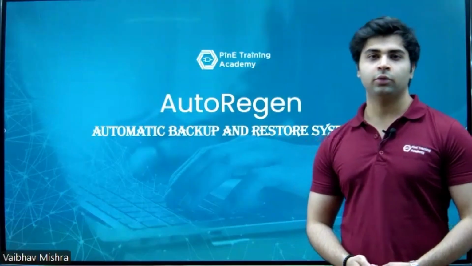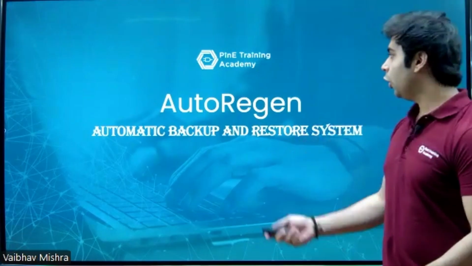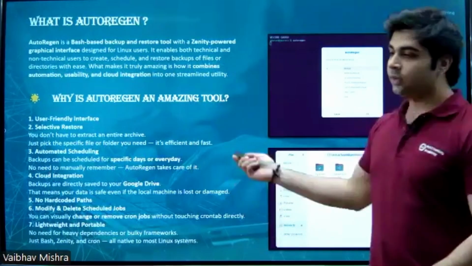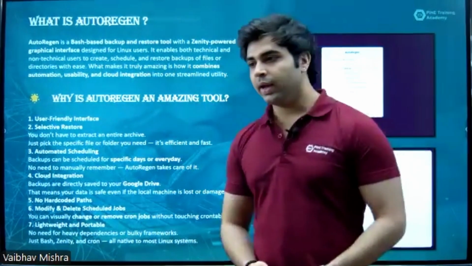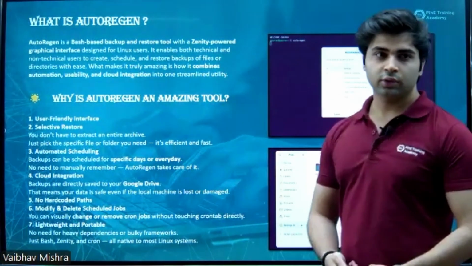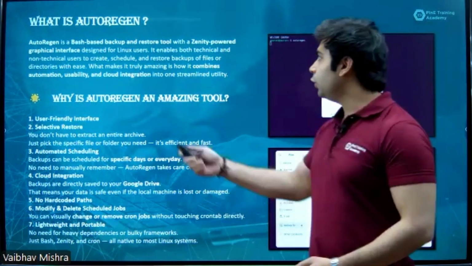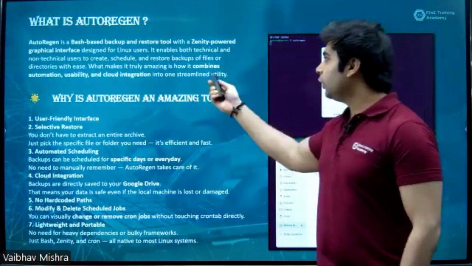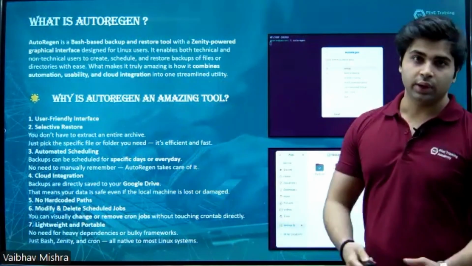Hello everyone, my name is Rudraksh Kohli and today I am here to introduce our project, which is AutoRegen, Automatic Backup and Restore System. So what is AutoRegen? AutoRegen is a Bash-based system with a Zenity-powered graphical interface designed for Linux users. It enables both technical and non-technical users to create, schedule, and restore backups of files directly with ease. What makes it truly amazing is how it combines automation, usability, and cloud integration into one streamlined utility.